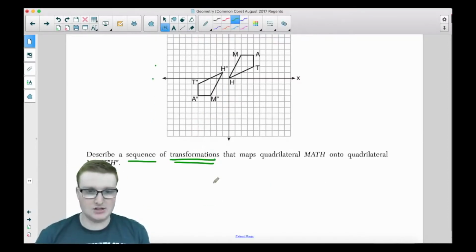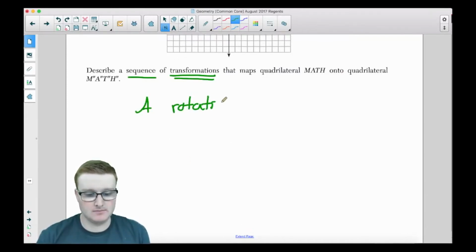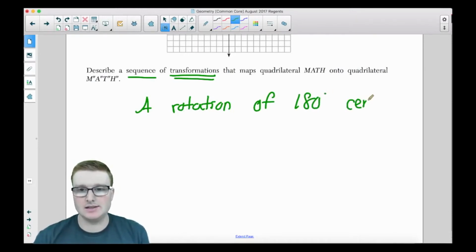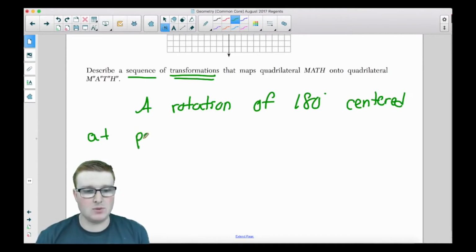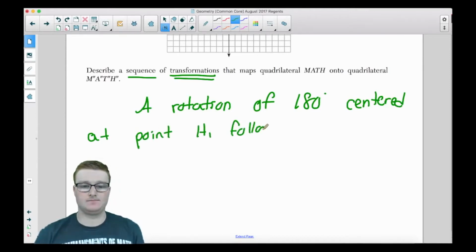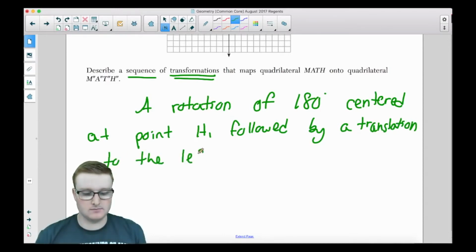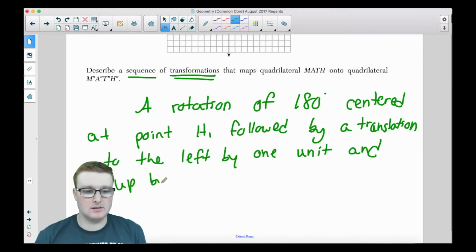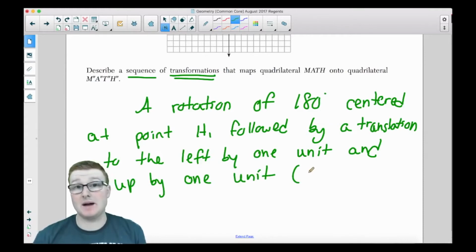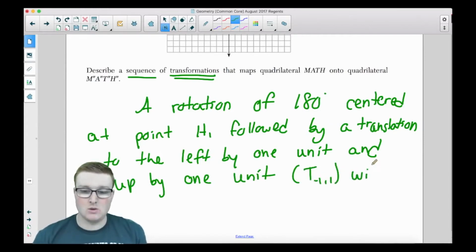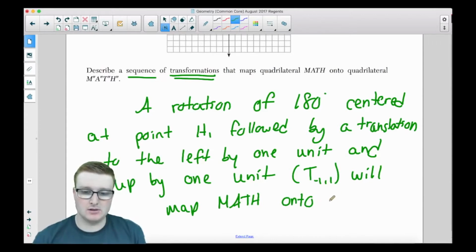So my answer was a rotation of 180 degrees, centered at point H, followed by a translation to the left by 1 unit and up by 1 unit, which by the notation is a translation of negative 1 comma 1, will map MATH onto M double prime A double prime T double prime H double prime.